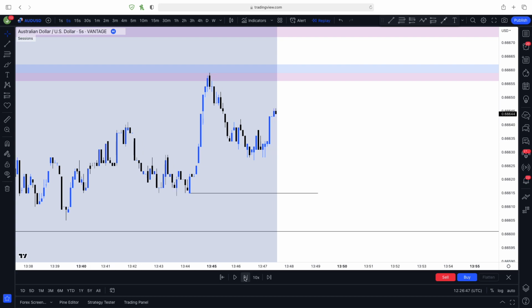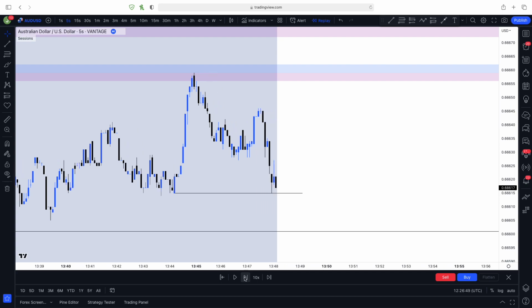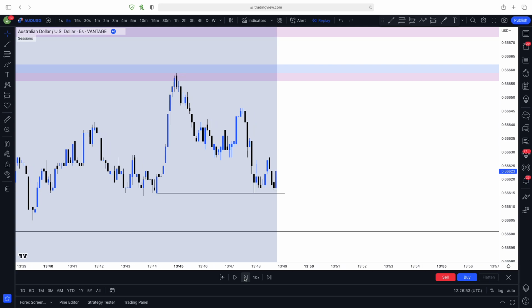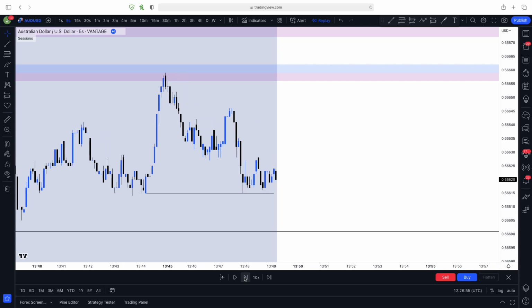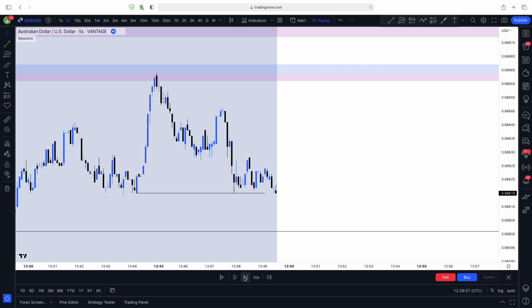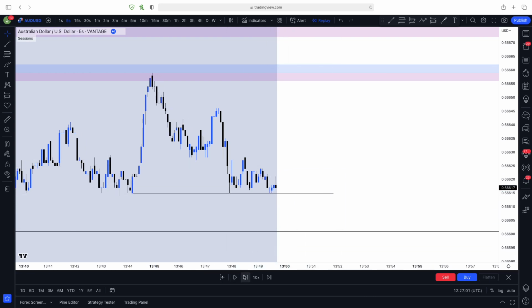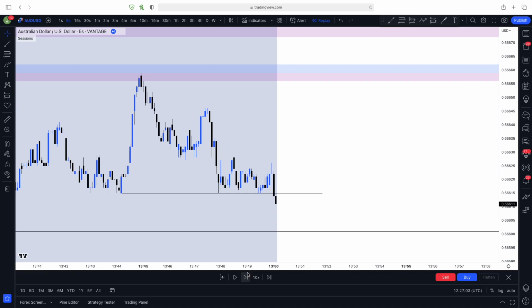So all we need now is a break of that low. Takes a while. Get some more pullbacks. Just move our line over. I think there's one more move and then we get the break.